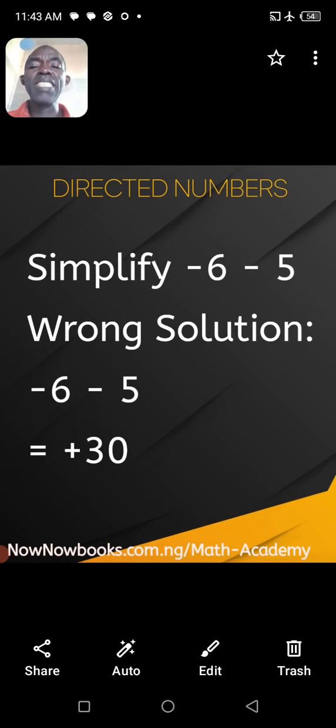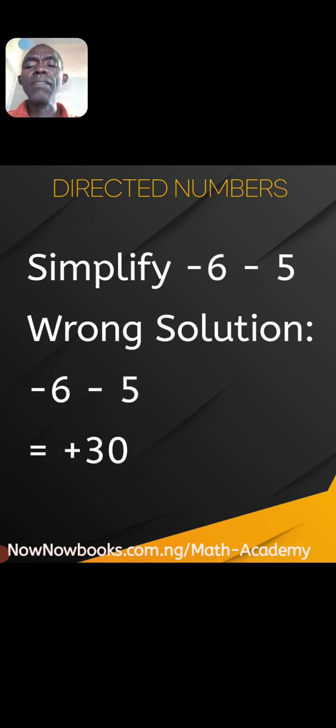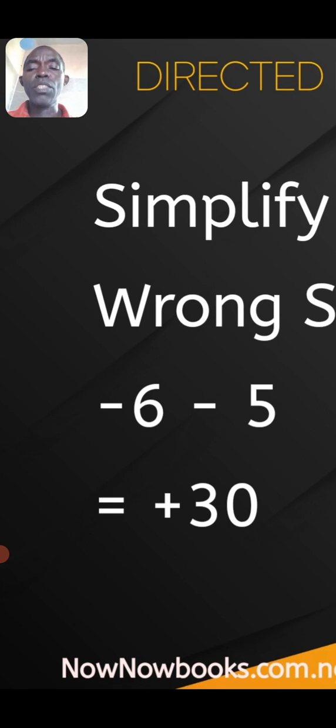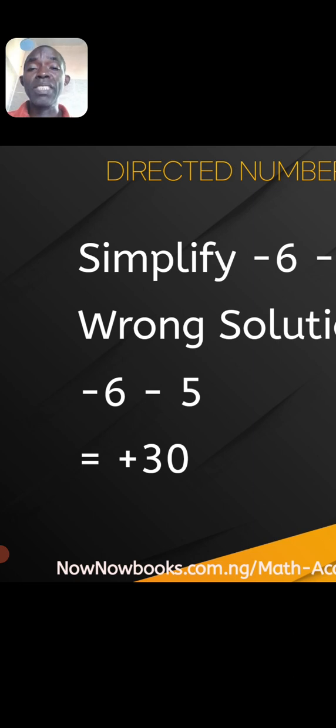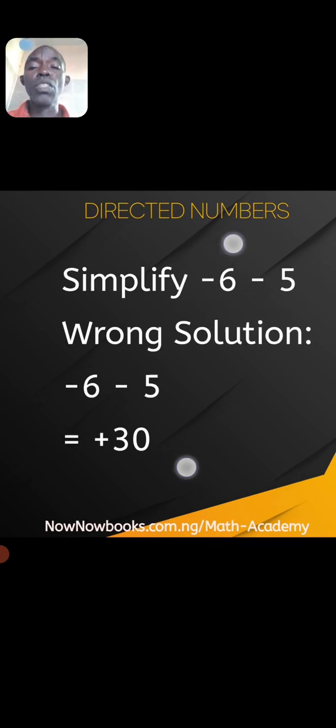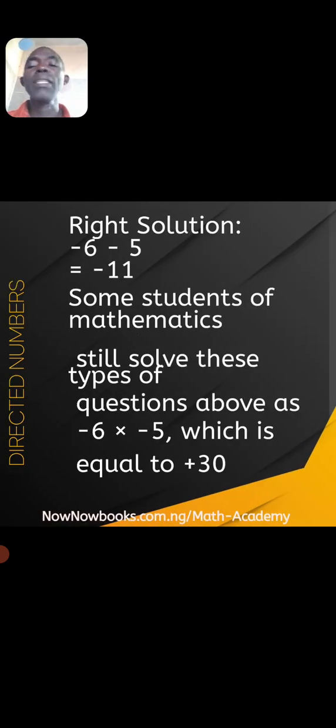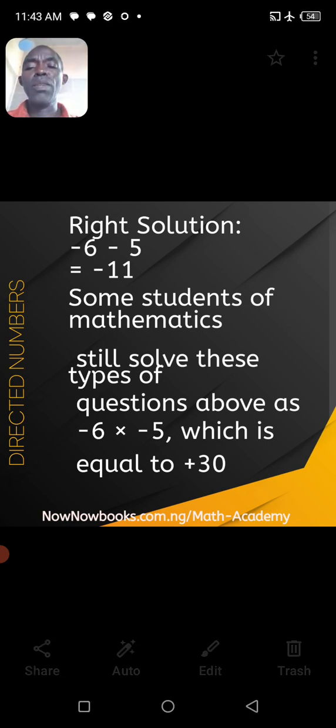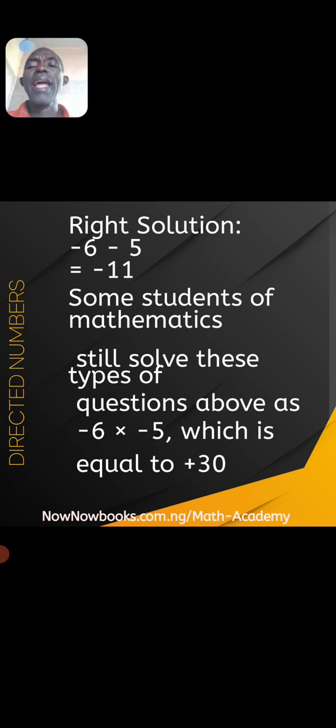Simplify minus 6 minus 5. Minus 6 minus 5, and look at the wrong solution. In the wrong solution, we have minus 6 minus 5, and a student wrote plus 30. Probably you must have done this before. Minus 6 minus 5 is not plus 30. This is a wrong solution. Let us look at the right solution. You can see the right solution on the screen. Minus 6 minus 5 equals minus 11.